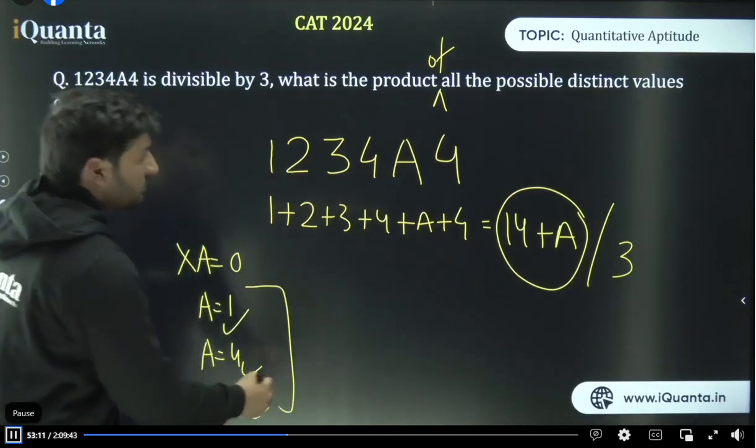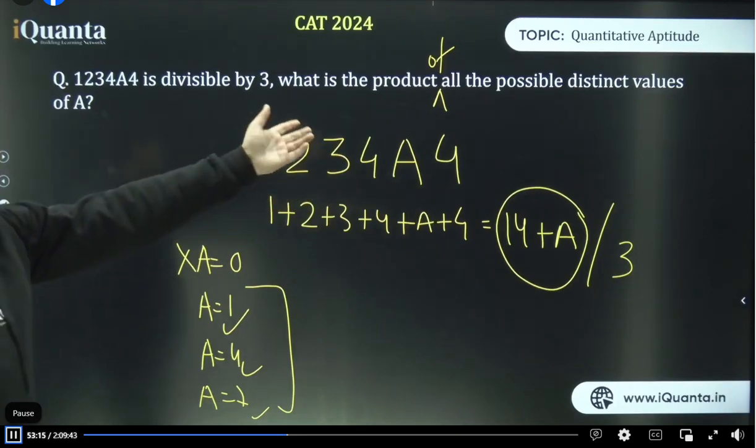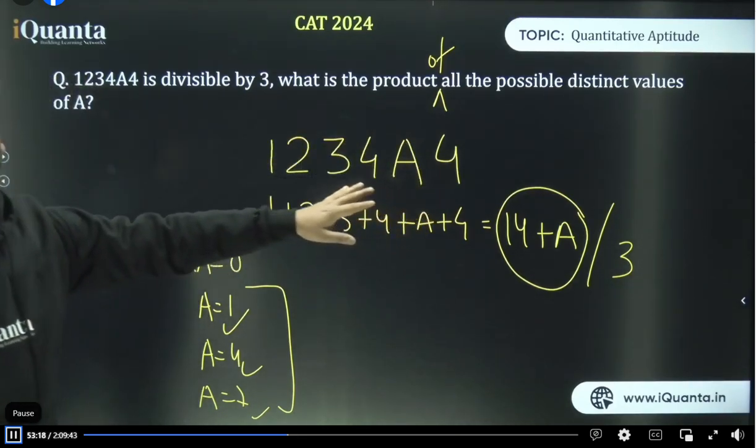That means we are only getting 3 values. We have been asked the product. Do not rush and write the sum. Some people will just write the sum or the number of distinct values. No, these are silly mistakes in the CAT exam.